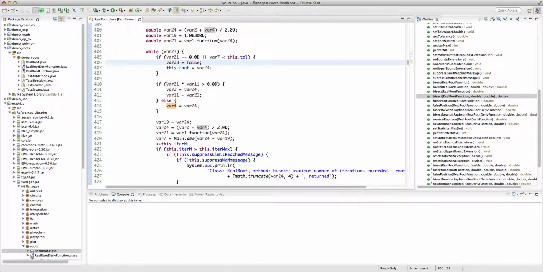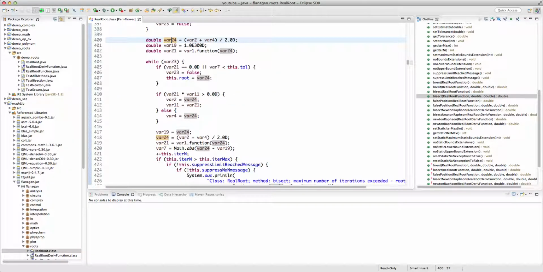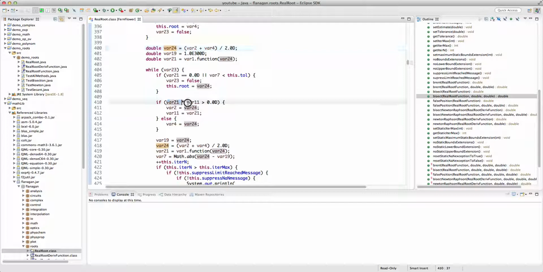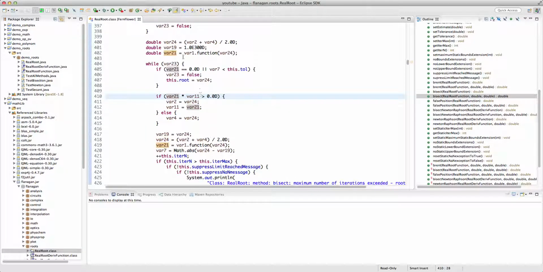The other one is that once it does that, var24, and then it checks for the brackets, and this is the recursion. So what it does is looks at var21, which is the value of the function at the midpoint, and checks it against the value of the function at the end point and the value of the function at the start point.